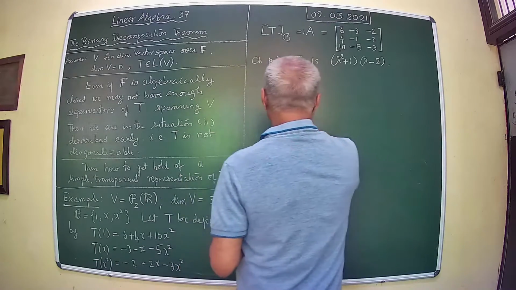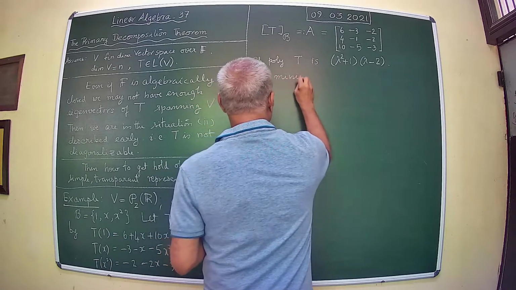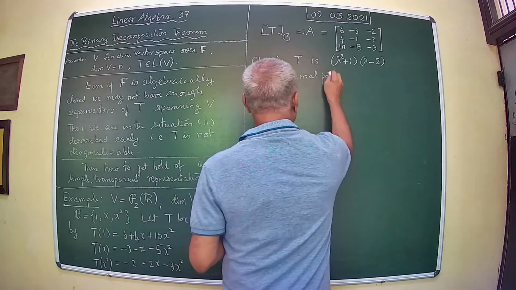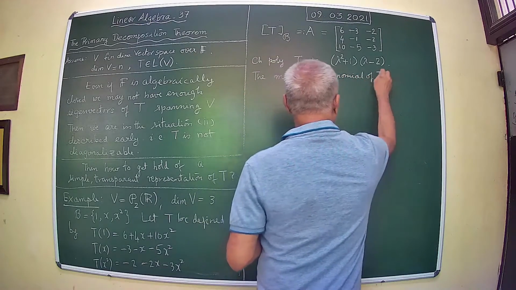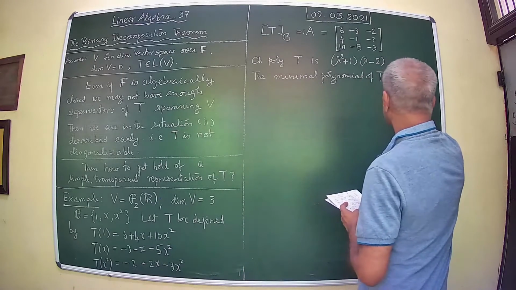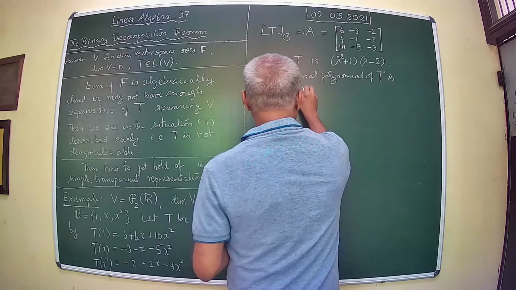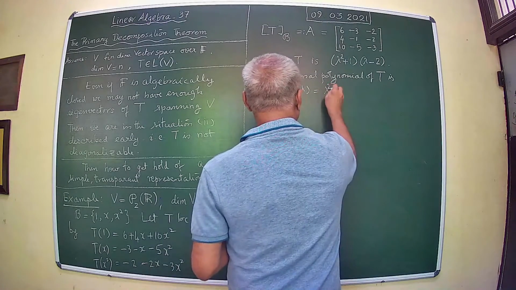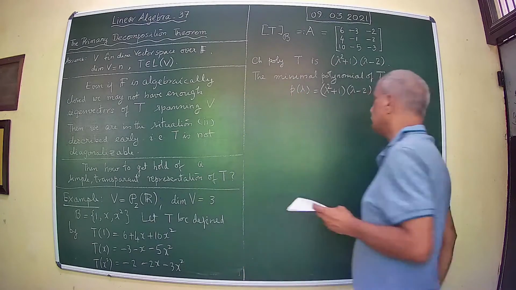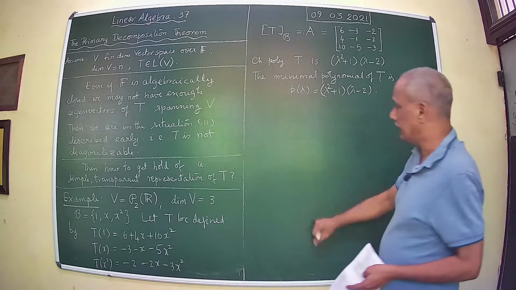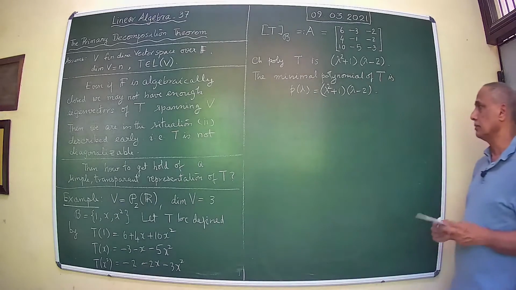In this case, you can show that the minimal polynomial is the ultimate splitting that is possible in R.